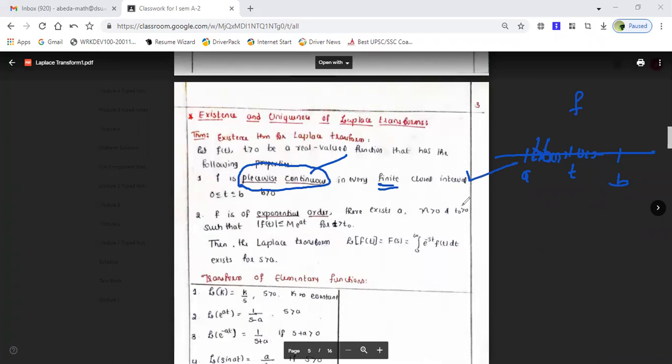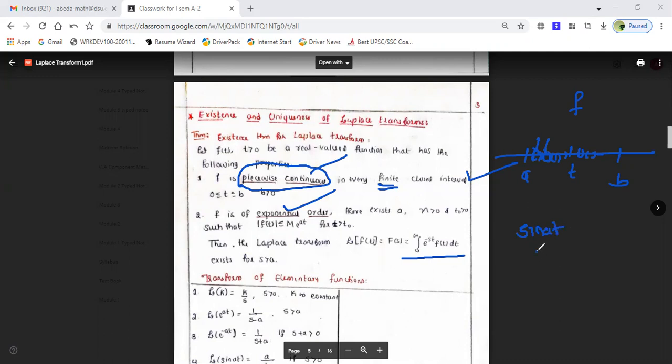The second criterion, which we just discussed: f has to be of exponential order. If these two conditions are satisfied, then only we say that the Laplace transform exists. Then we define the Laplace transform by this formula. So please remember now, not every function has the Laplace transform. Only functions which are piecewise continuous and of exponential order have the Laplace transform.